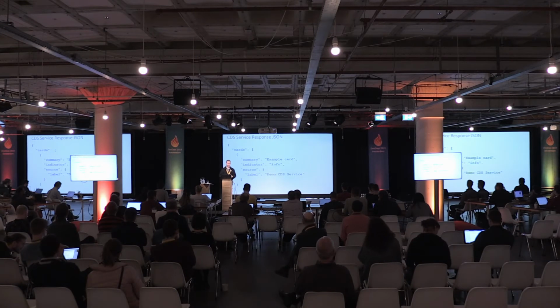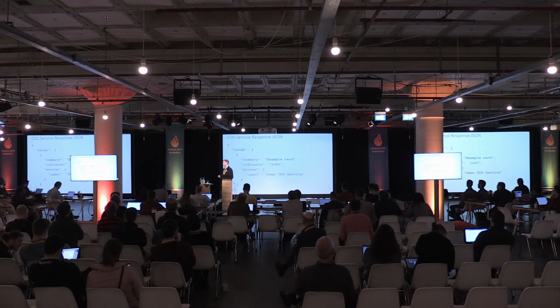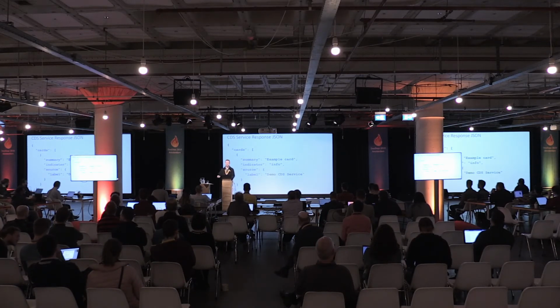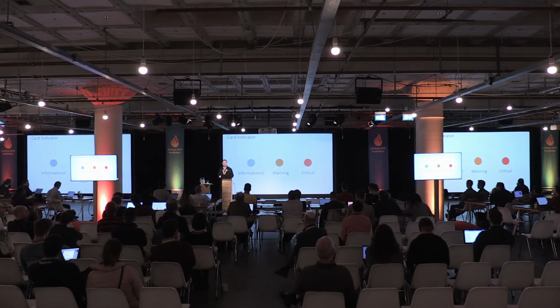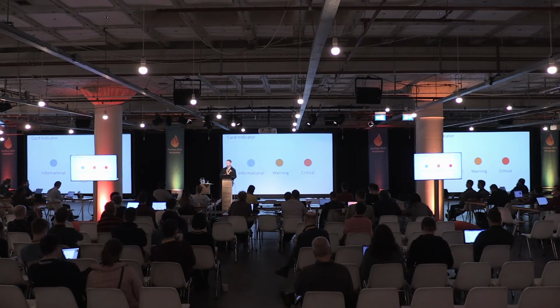And again, here's an example service response, JSON. This is the bare minimum of what a card has to return. And as you can imagine, there are other attributes that would make it more meaningful, but this is boiled down to the essential aspects. These are those fields. Now, that card indicator, there are 3 potential values that a service can return: that the card is informational, that it's a warning card, or that it's a critical card. And so this provides information to the CDS client that it can use for the rendering of that card.